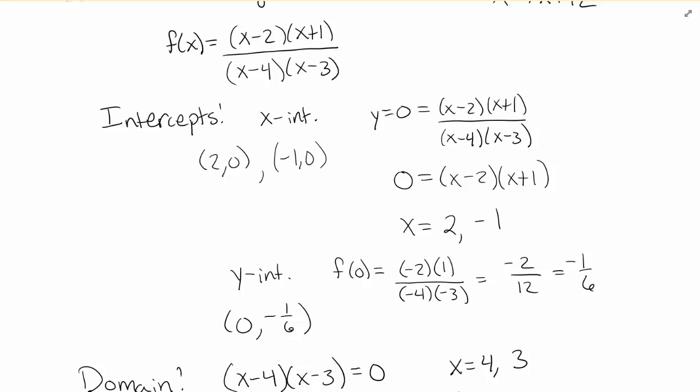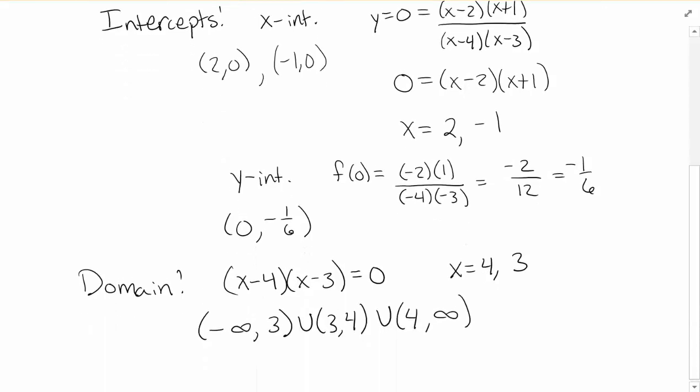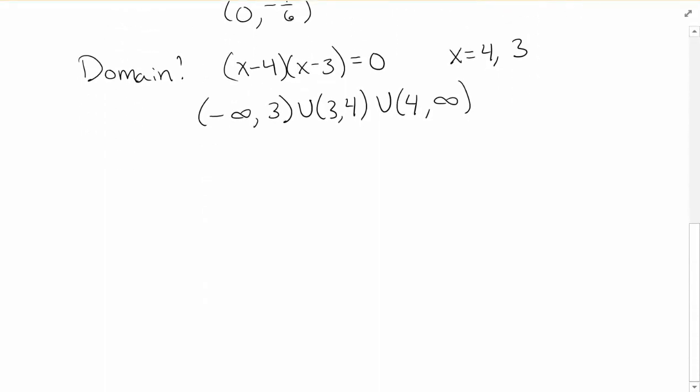So let me rewrite this function down a little bit lower so that we can see it, and then we'll work with our vertical asymptotes. So just write it down. We have vertical asymptotes at x equals 3 and 4 because the denominator is 0, but the numerator is not.